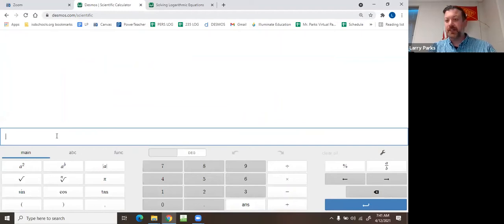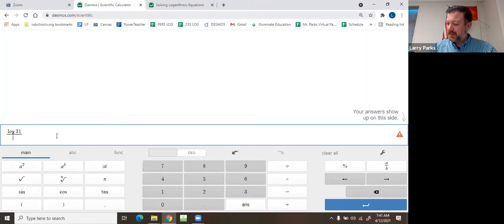Log of 31 divided by log of 3. I get 3.125749857. And then in the instructions, they say round to the nearest tenth. So I would say x equals 3.1.